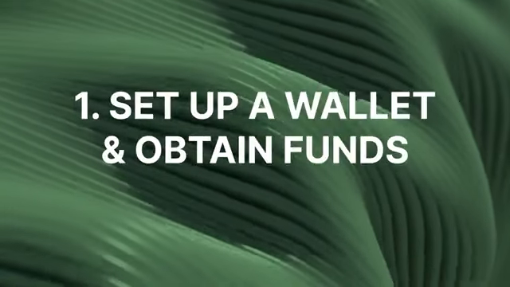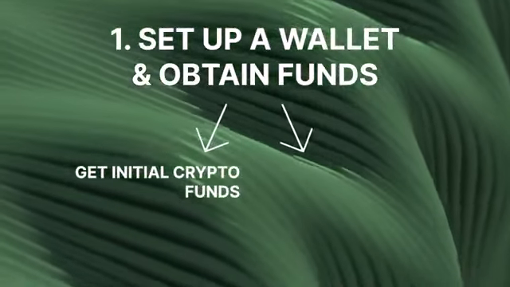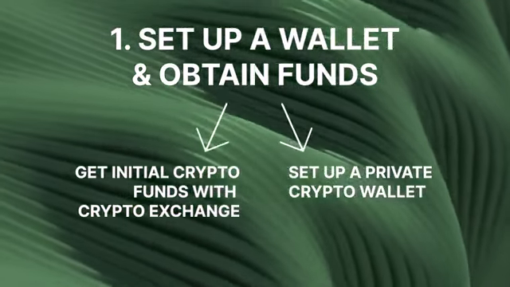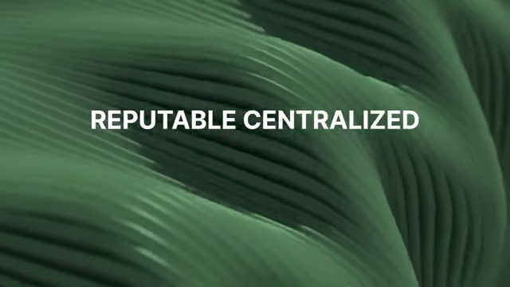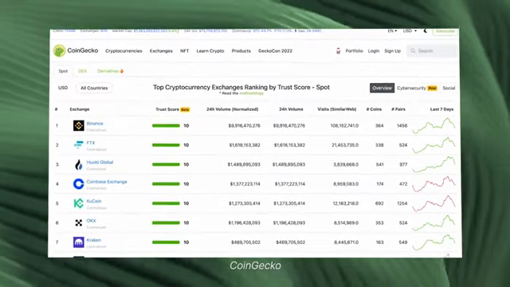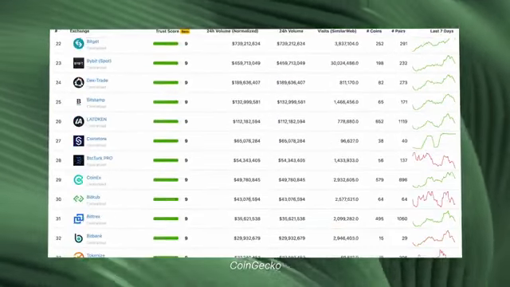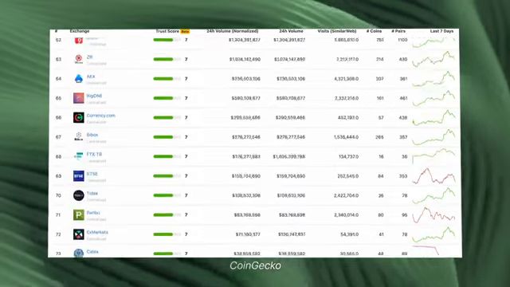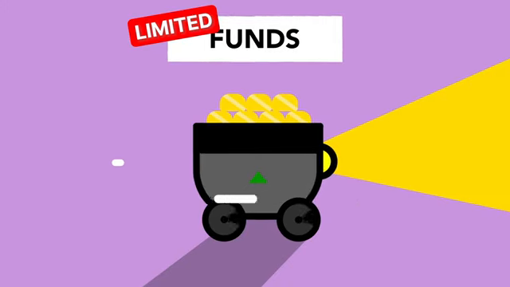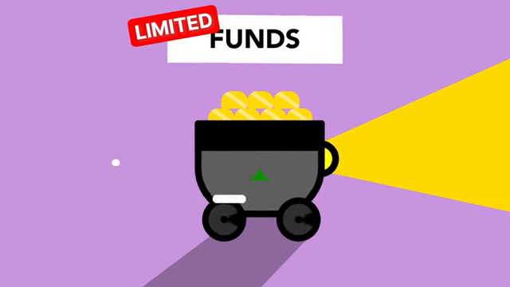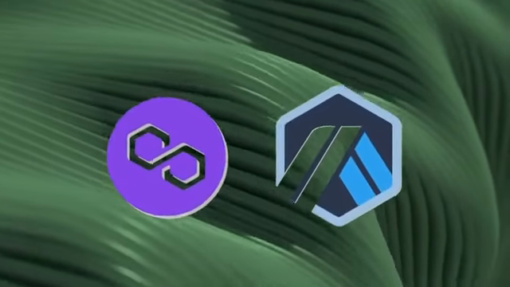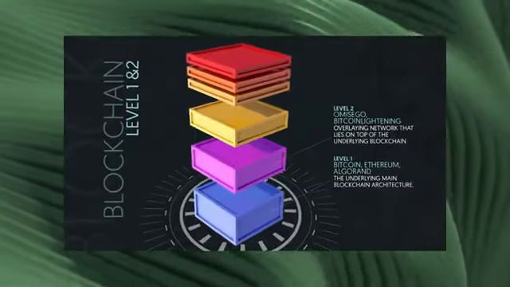Two ways to go about this. One is to get initial crypto funds with a crypto exchange, or to set up a private crypto wallet. It is recommended that you get your first crypto money from a reputable centralized crypto exchange, CEX. You may choose the CEX by looking at the CoinGecko CEX Trust Score ranking that is linked in the description box below to see how reliable crypto exchanges are. Absolute beginners, especially those with limited funds, should begin their crypto experience on an Ethereum L2 or sidechain like Polygon or Arbitrum, or an L1 blockchain with minimal transaction fees.